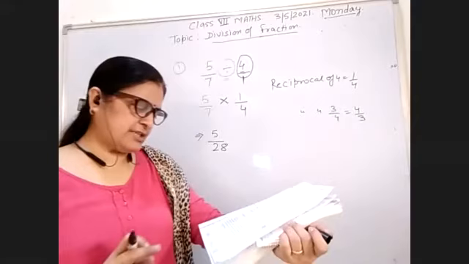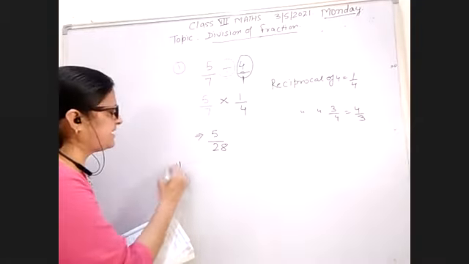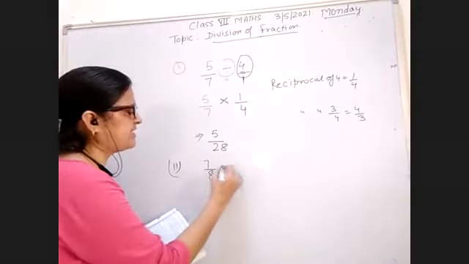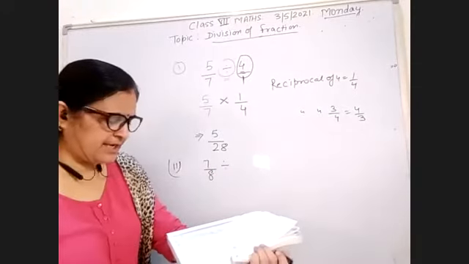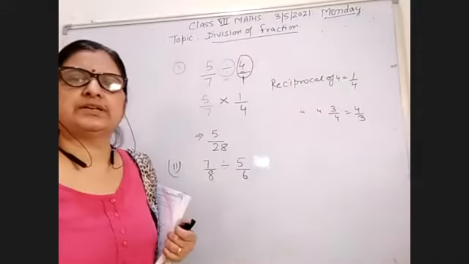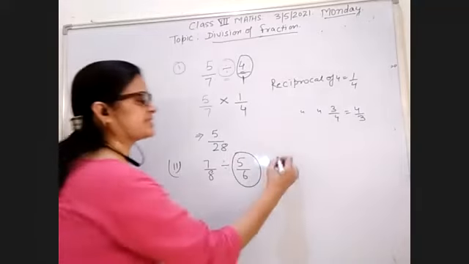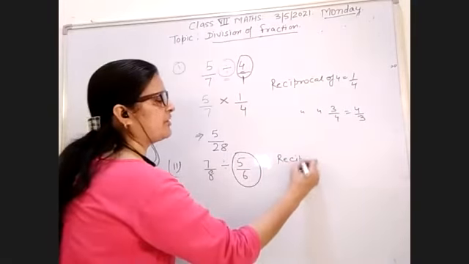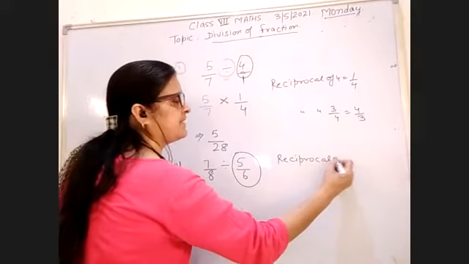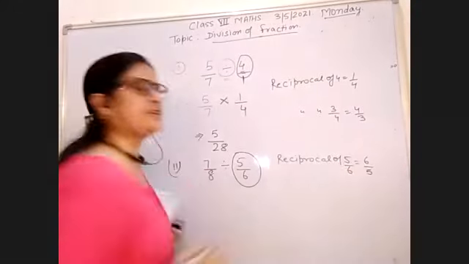Now second question I am again taking like this one. 7/8. When you divide 7/8 by 5/6, how you will divide this one? You have to take the reciprocal of 5/6. So reciprocal of 5/6, that is equal to 6/5.